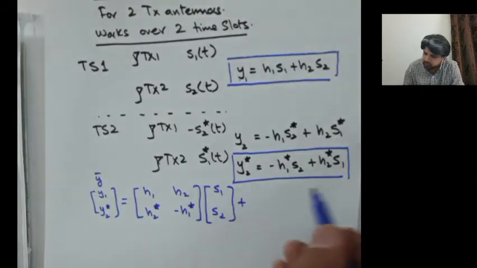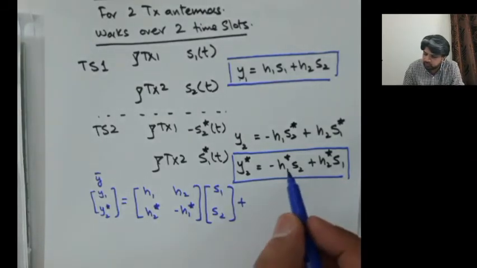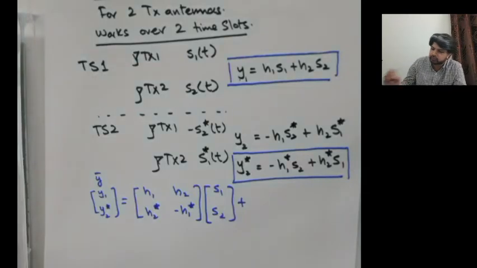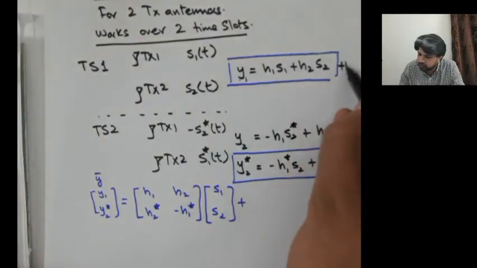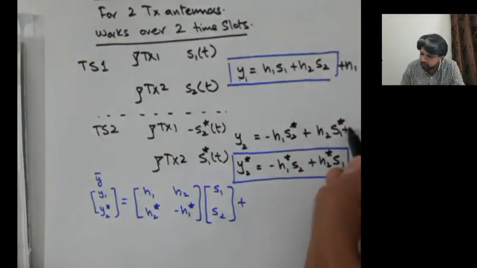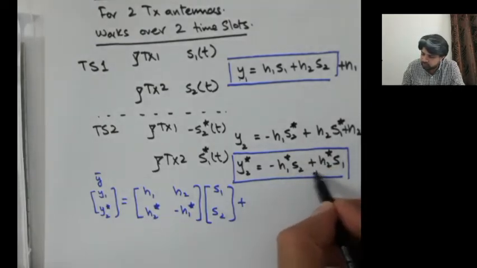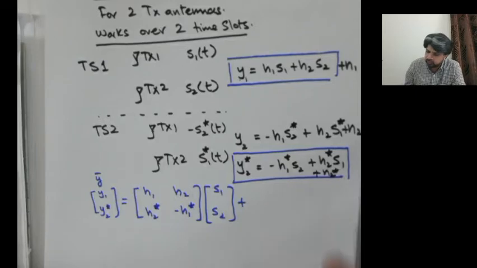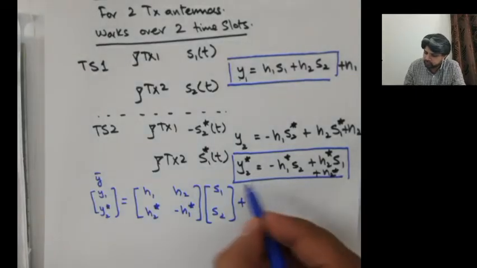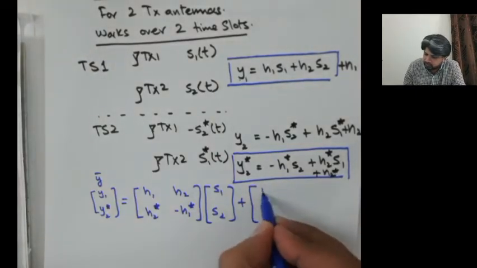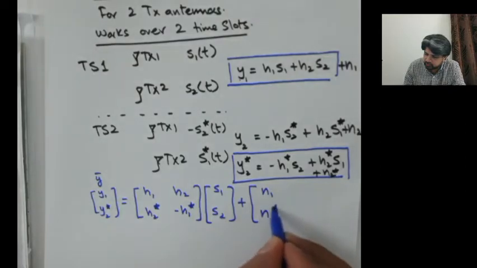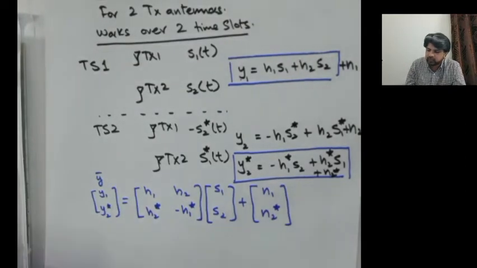Plus, of course, we missed out on the noise, right? So of course, you would have noise terms here. You would have plus n1 plus n2, and because you're taking the conjugate, this would be plus n2 conjugate. So you would have n1 and n2 conjugate. So this is your received signal in the matrix form.